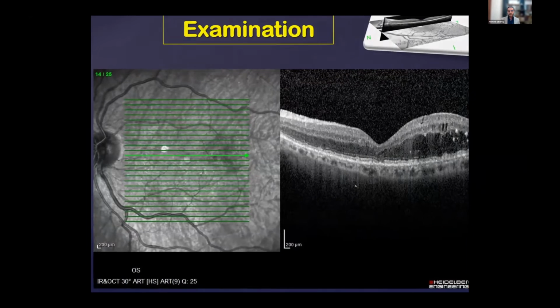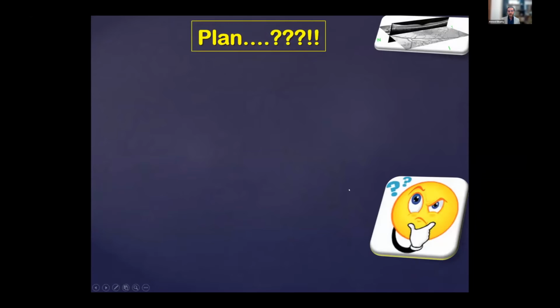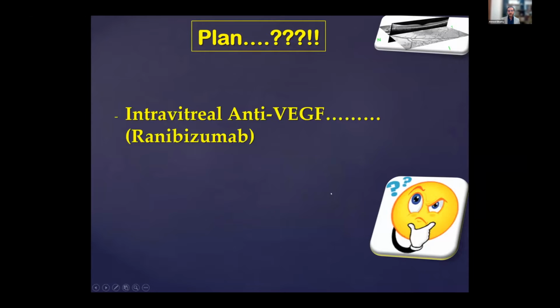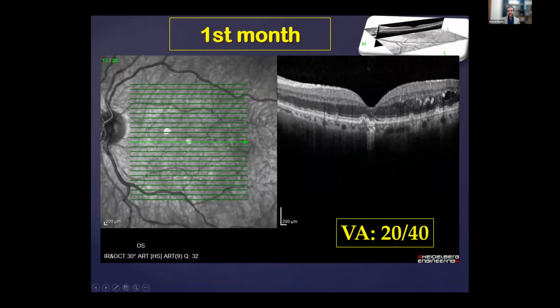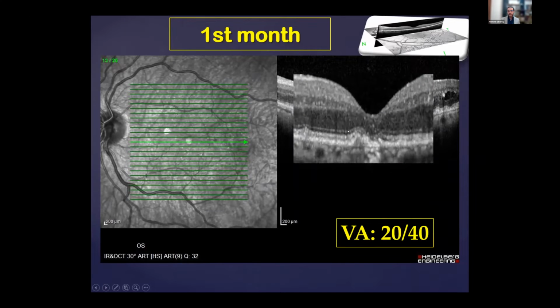So at that time, the patient actually agreed to the treatment to keep the vision. And I started him on intravitreal anti-VEGF. I started with ranibizumab. After the first month, there is some improvement in the edema, but the vision is the same. And I just want you to have a look here, there are some changes going on, increasing the level of the RPE elevation and some erosion there.